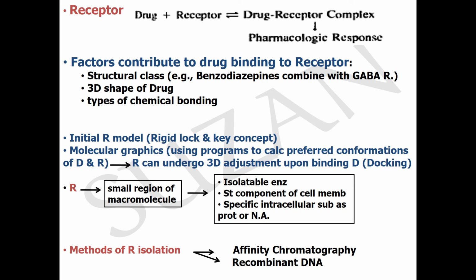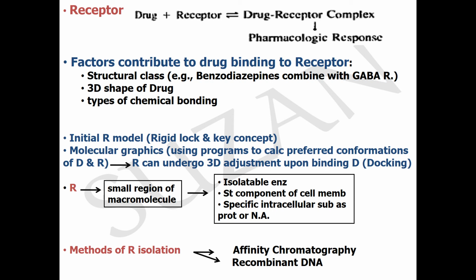Several factors contribute to drug binding to the receptor. These factors include structural classes. So for each class of compounds, there are specific types of receptors that these compounds will bind. For example, benzodiazepines will bind or combine with GABA receptors. Also, another factor affecting drug binding to the receptor is the three-dimensional shape of the drug, as well as the types of chemical bonding.